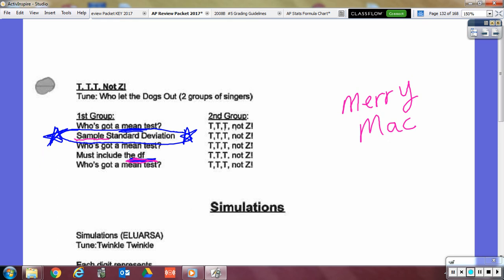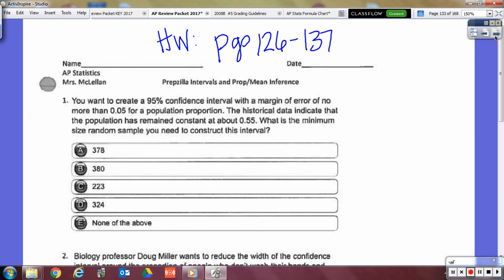Okay. So your homework is pages 126 to 137.